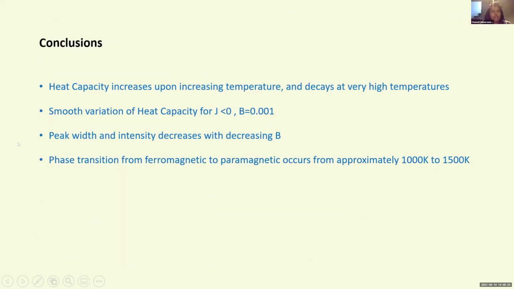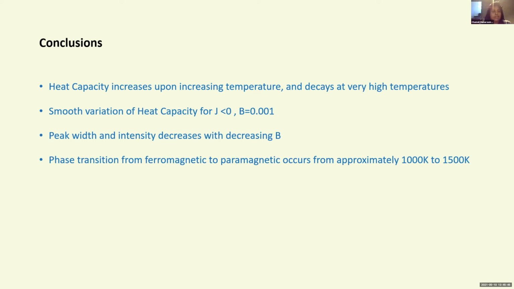These are the conclusions I drew from this procedure. The heat capacity increases upon increasing temperature and decays at very high temperatures. A smooth variation of heat capacity for external magnetic field 0.001.